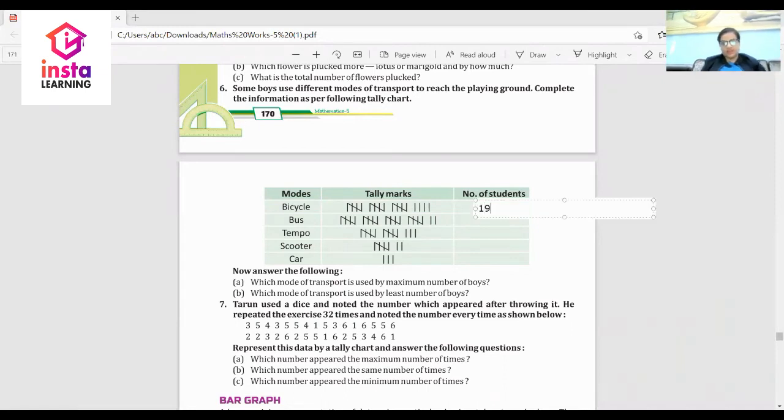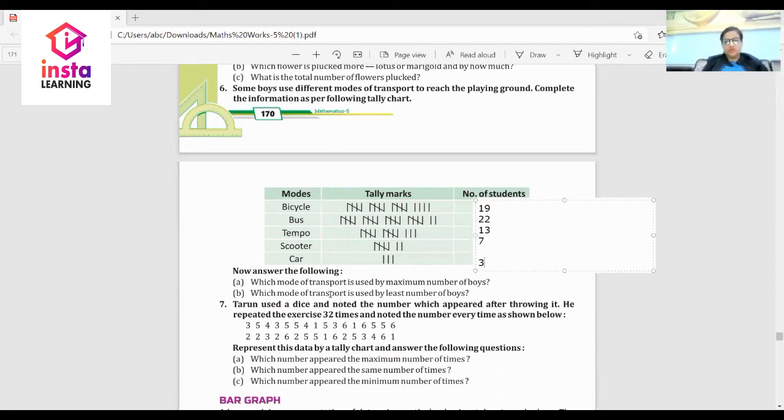Just write here 19. 5, 10, 15, 20 and then 22. 5, 10 and 13. 5 and 2 are 7 and 3 only.